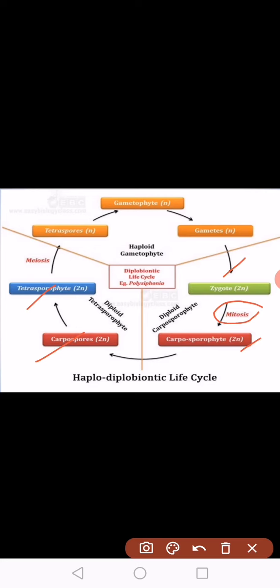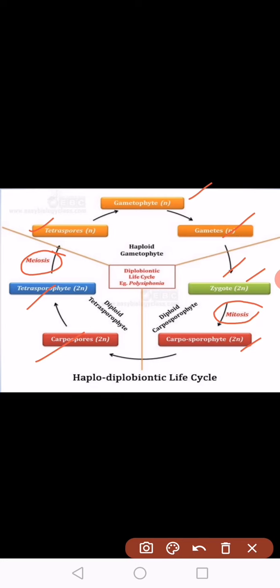Now the tetrasporophyte is also diploid, but this tetrasporophyte undergoes meiosis. As a result of this, haploid tetraspores are formed. This haploid tetraspores germinate to form the gametophytic plant body, and from gametophyte, gametes are produced, and gametes on fusion form the zygote. In this way, the cycle takes place.